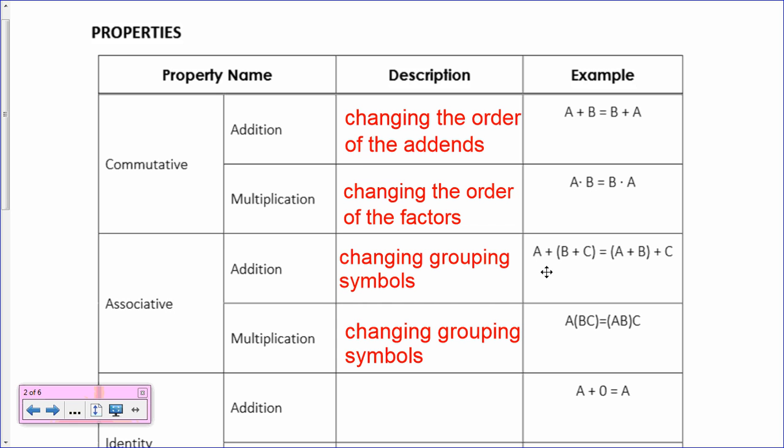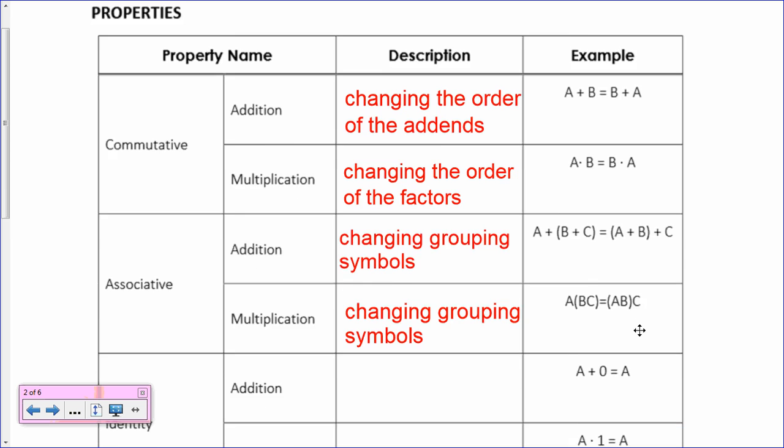So here I have a plus the quantity of b plus c, but that's going to be equal to if I said the quantity of a plus b plus c. Okay, remember this is like grouping symbols, so if we were solving this, we'd have to do b plus c first, then add a. Wouldn't make a difference though, because we could do a plus b first and then add c. We'd still get the same answer. And the same thing goes with the multiplication. A times the quantity b times c is going to be equal to the quantity b times a times c. Okay? Those are the two easy ones.